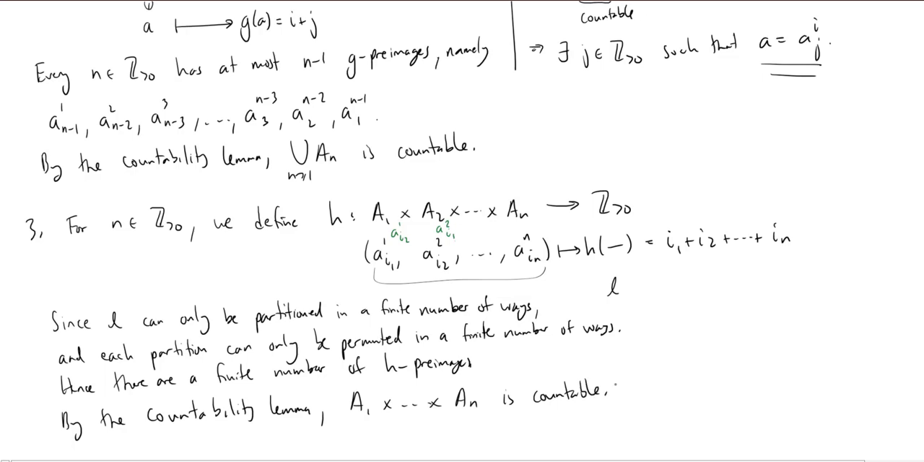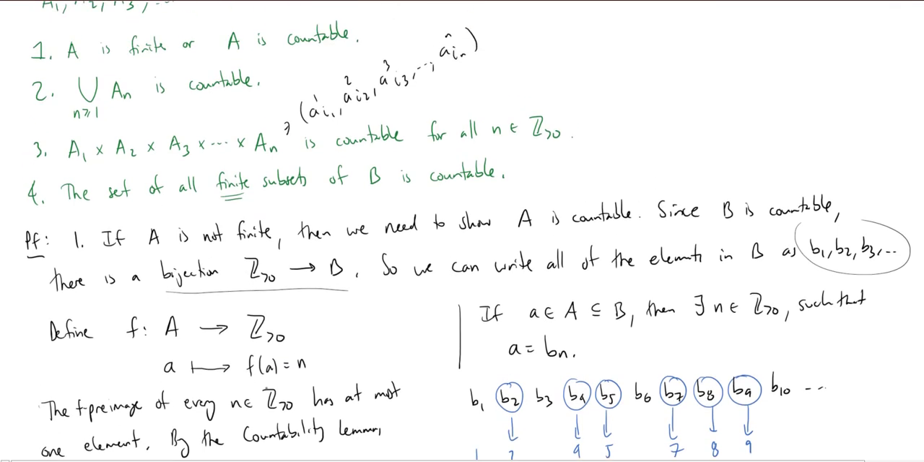All right, so I leave it to you to try to prove this fourth statement, namely that the set of all finite subsets of B is countable. We'll see you next time. Maybe we start talking about uncountability.